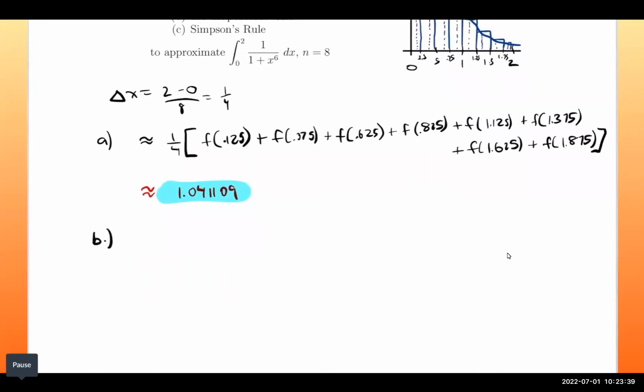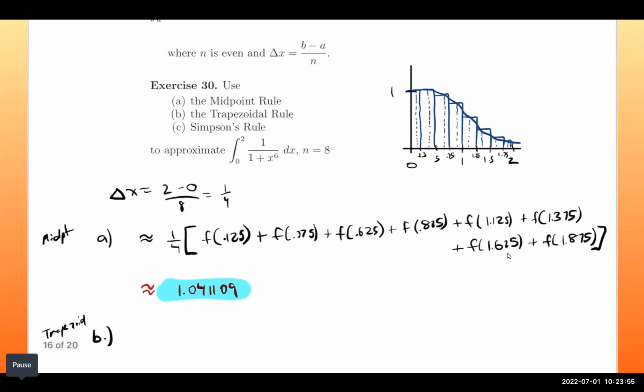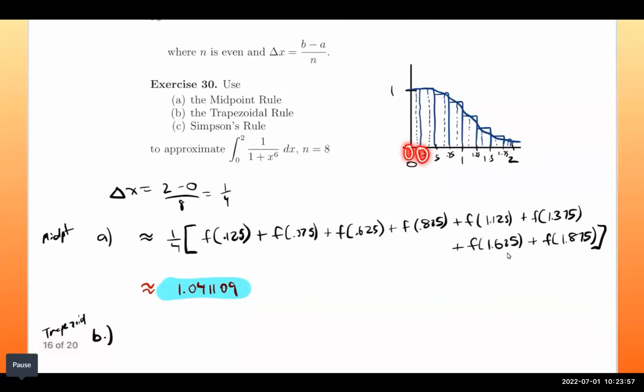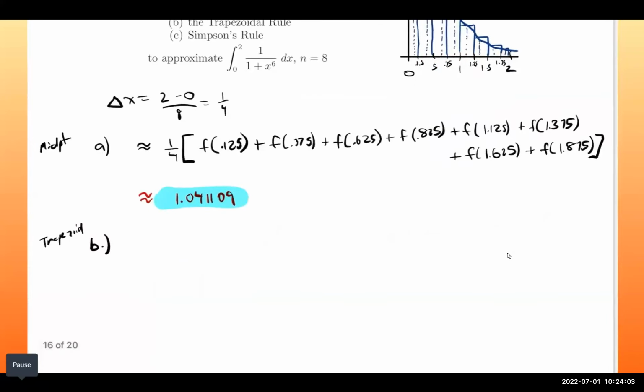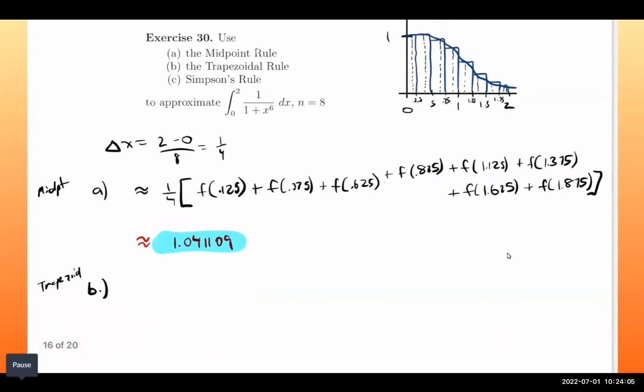Now let's take a look at the trapezoid rule, which is part B. So for the trapezoid, I'm going to draw the picture again. Actually, you don't need to really draw the picture all over again. For the trapezoid, we're going to use the endpoints. We're not going to use the midpoints, so you're just looking at the endpoints.